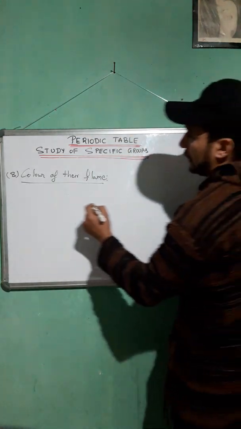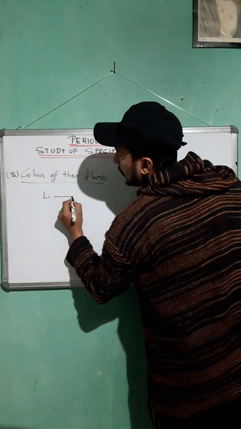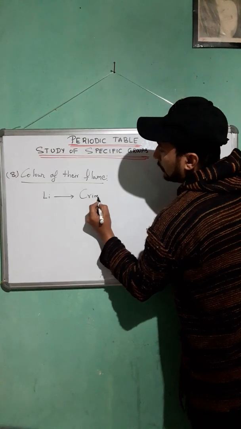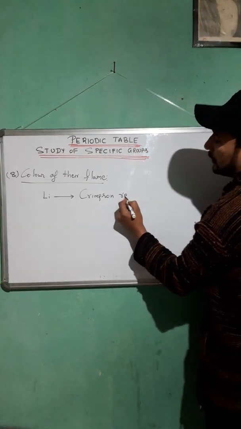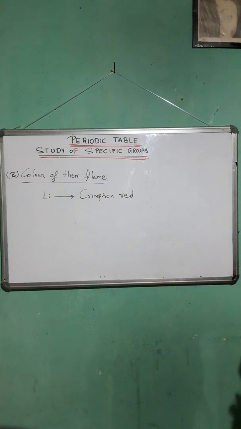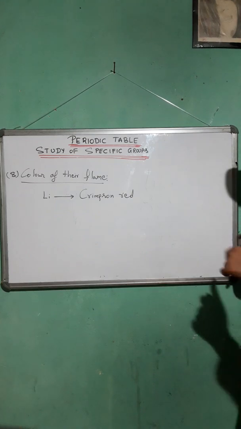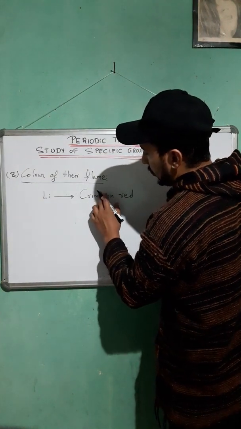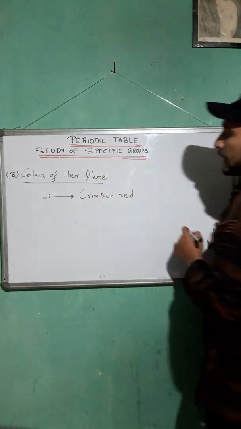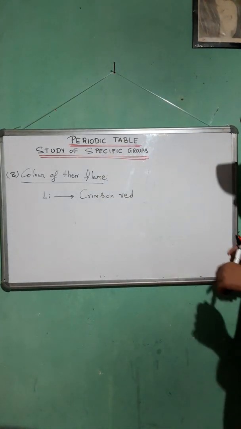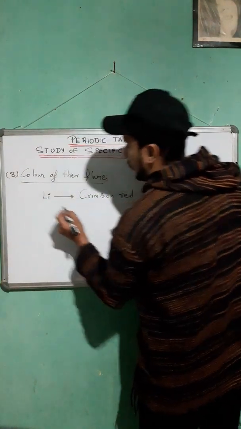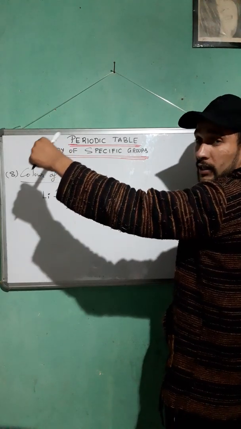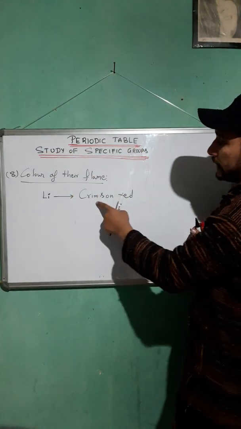For example, the salt of lithium gives a crimson red color. When you burn a lithium salt in fire, the color of the flame will be crimson red.